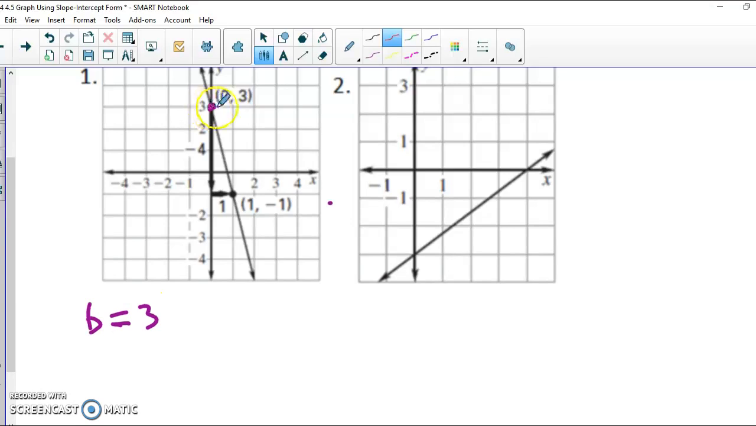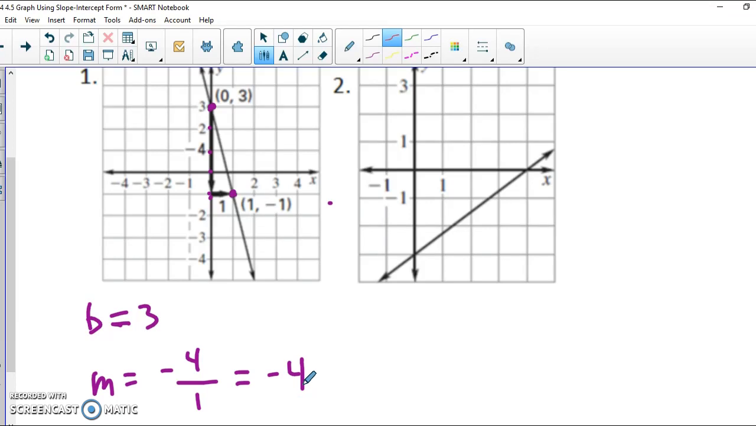Now from that point, I can count my rise and my run to the next point on my graph, which is down here. So from my y-intercept, I'm going to rise negative 1, 2, 3, 4, and I'm going to run positive 1. So that gives me a slope of negative 4 over 1, or you could simplify that to negative 4.